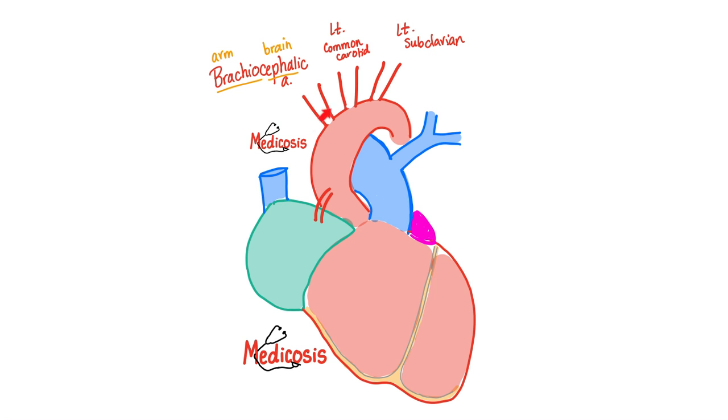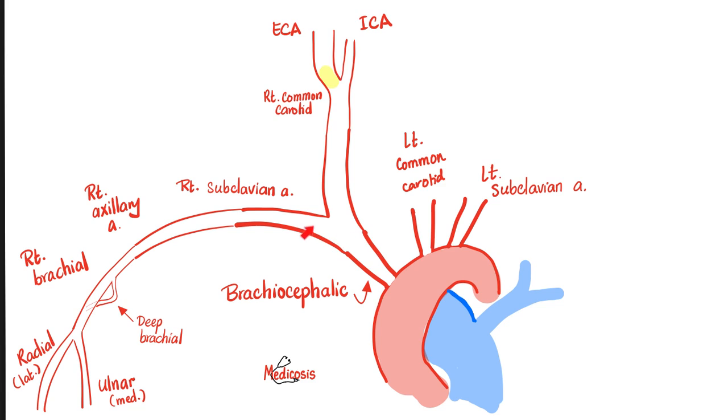Here's the aortic arch again: brachiocephalic, left common carotid, left subclavian. And then the brachiocephalic divides into right subclavian and right common carotid. The right common carotid artery divides into external carotid artery and internal carotid artery. The right subclavian artery continues as the right axillary artery in your smelly axilla. Then right brachial artery, then it divides into radial artery and ulnar artery. Then the aortic arch becomes the descending thoracic aorta.